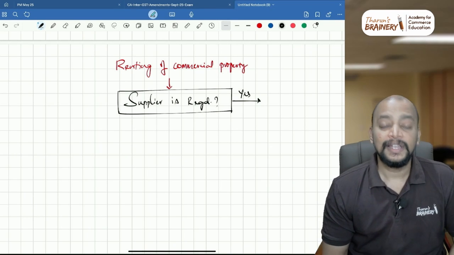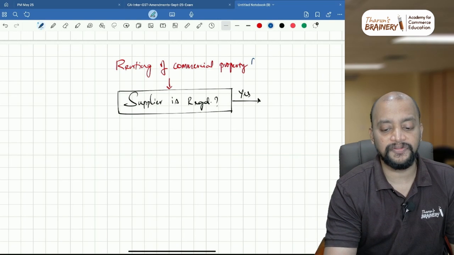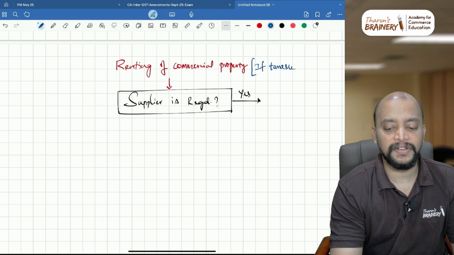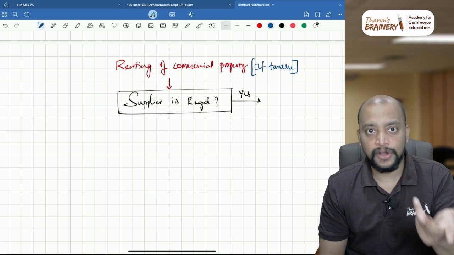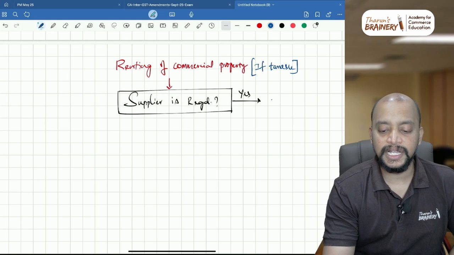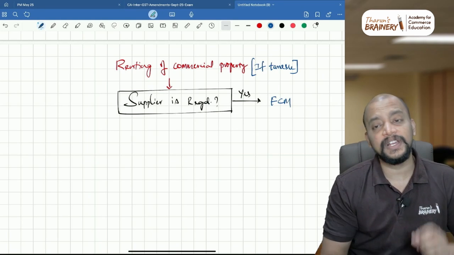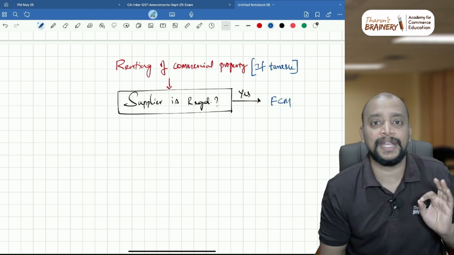Don't check anything else. If it is exempted, then we will not discuss this. We are considering only taxable renting of commercial property. What is the exemption? Just now we saw accommodation service. If the supplier is registered, yes, then who will pay GST? FCM. Supplier only will pay GST. Don't check anything else.